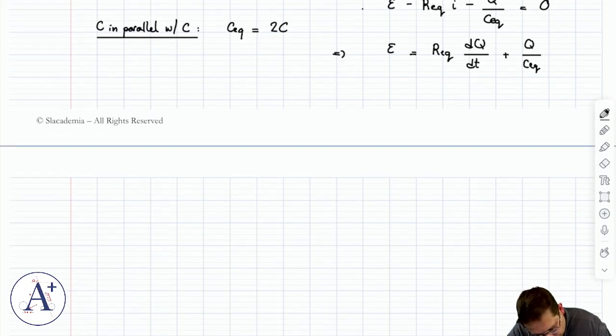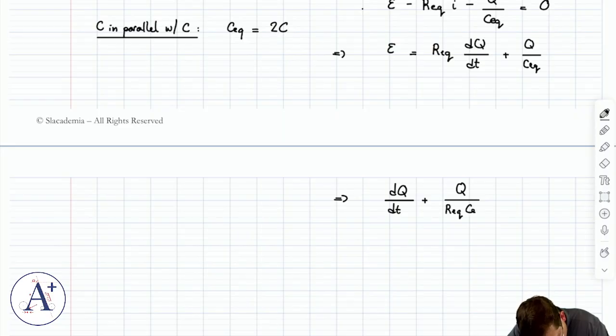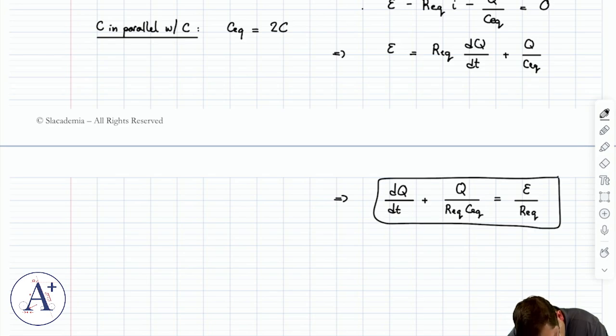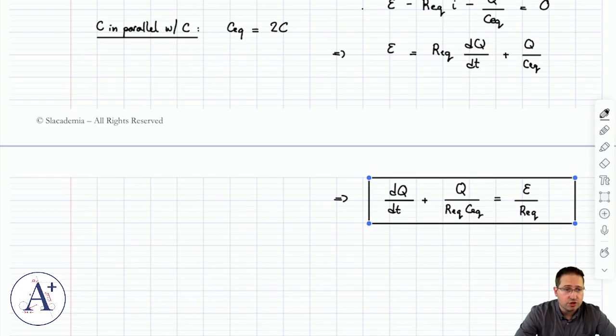over C equivalent, which I can rewrite, and I'm going to try to match the form I have up there. I'm going to rewrite dQ/dt plus Q over R equivalent C equivalent is equal to epsilon over R equivalent. That is my differential equation, right? It is a relationship between a function Q and its derivative, in this case the first derivative, dQ/dt. And we were asked to do it using R equivalent and C equivalent.